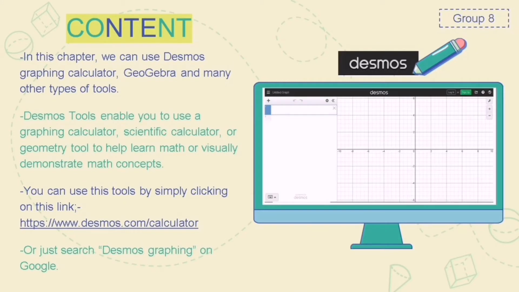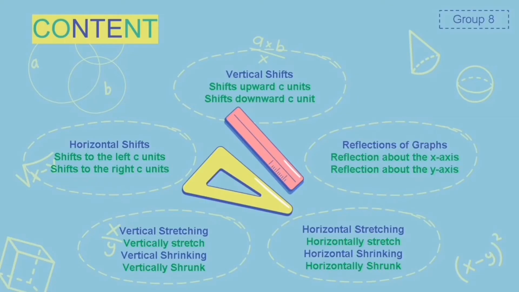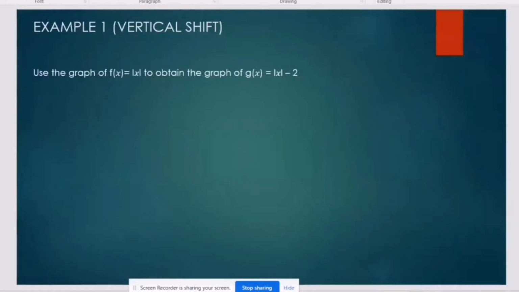Next, content. In this chapter, we can use Desmos, graphing calculator, GeoGebra, and many other types of tools. In this subtopic, we also learn about vertical shifts, horizontal shifts, reflections of graphs, vertical stretching, vertical shrinking, horizontal stretching, and horizontal shrinking. So for example 1, we start with the vertical shift.